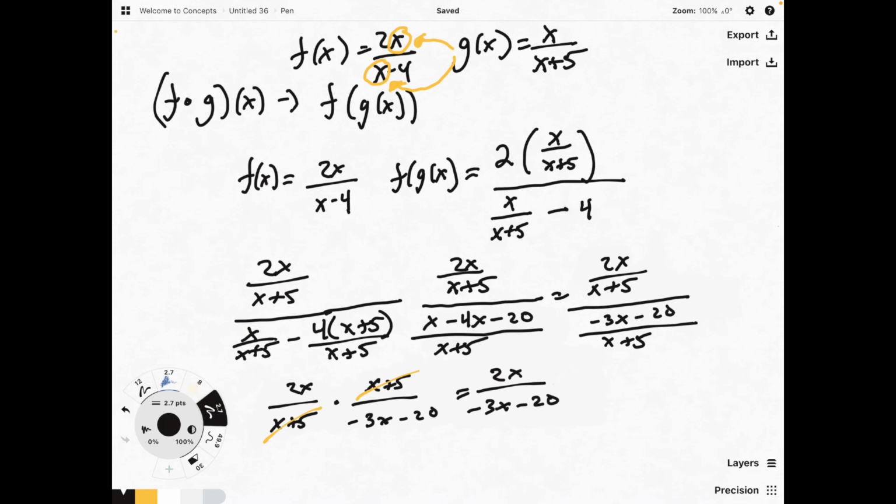If you want, you can take that negative out of the denominator and bring it to the front. Negative 2x divided by 3x plus 20. And this is your answer. So you see, if you write everything out, it's not as complicated as it appears. And there you go. Now you understand functions and how they can relate to other functions when using different terminologies like sum, differences, products, quotients, and composites of other functions.